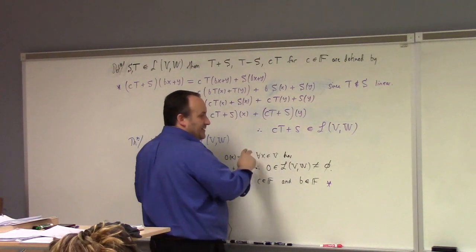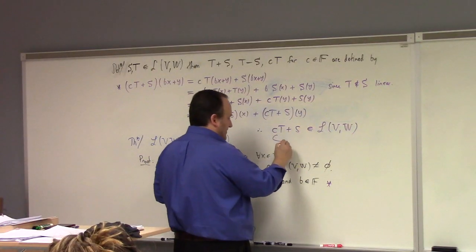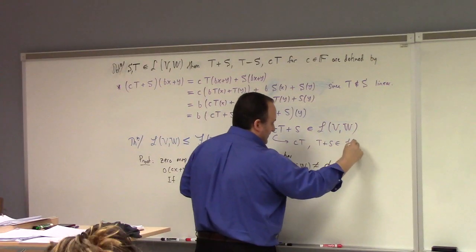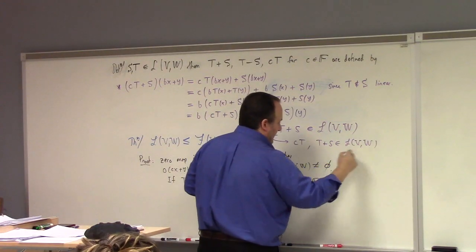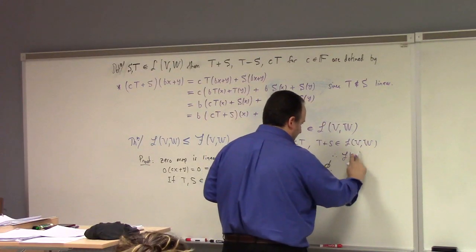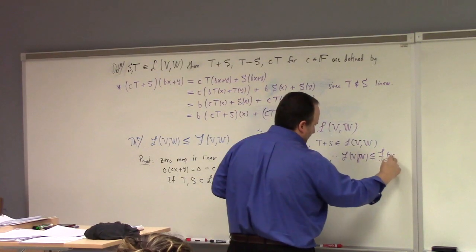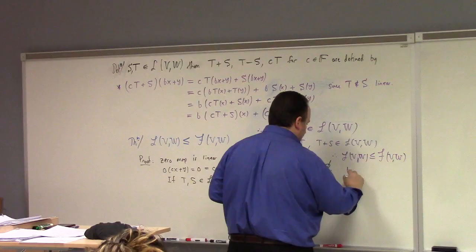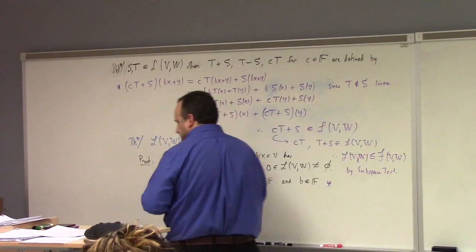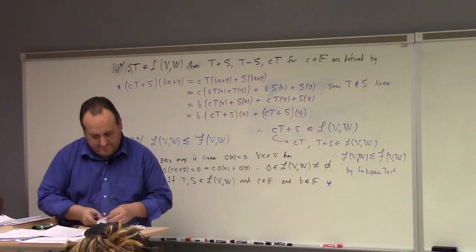And I was super greedy. I also threw a constant in here, right? So this likewise tells me that both CT and T plus S are in this, right? Therefore, subspace test. All right, so we have that it's a subspace by the subspace test.